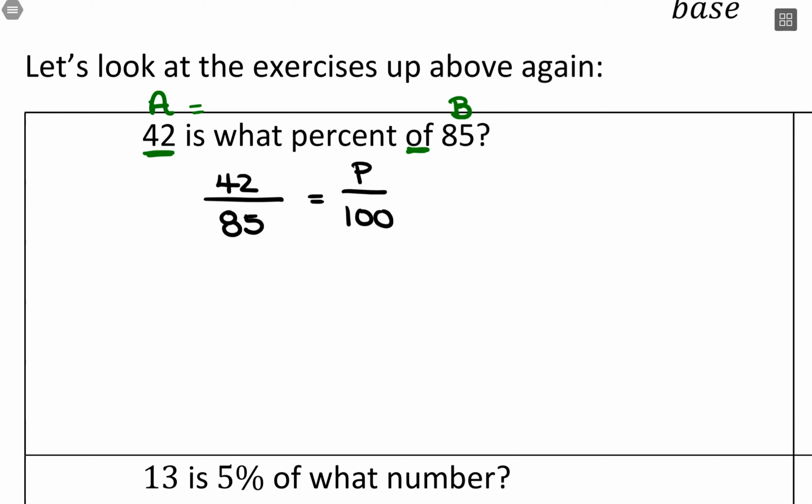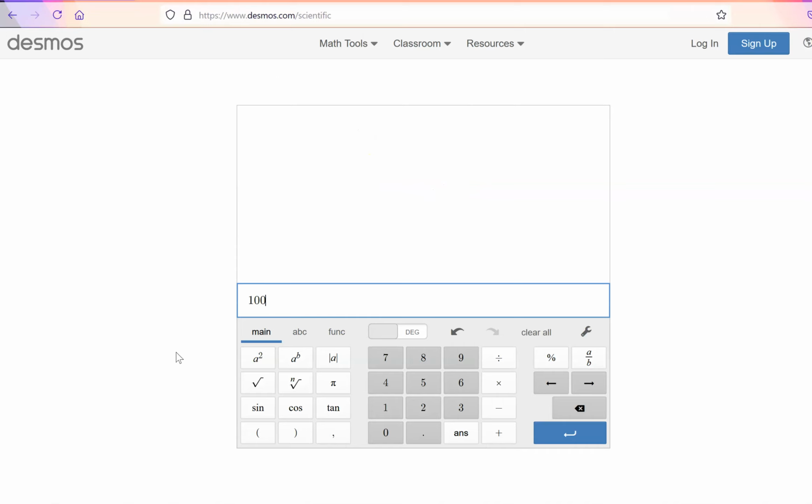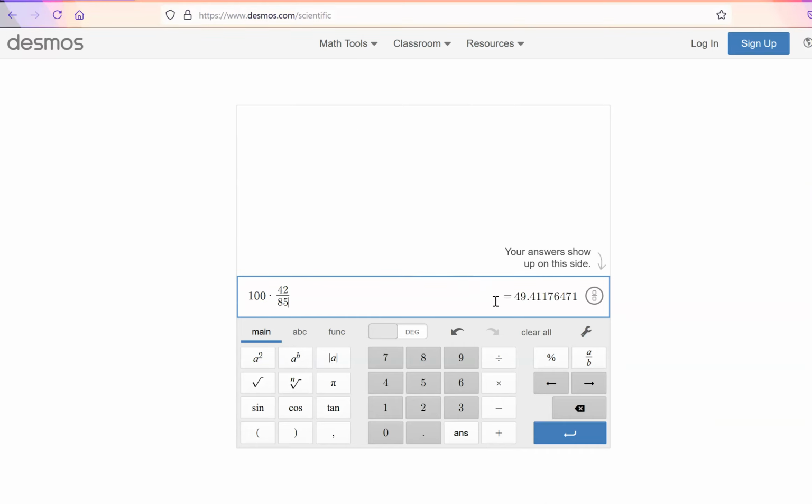We could use cross multiplication here, but really it's a little more direct since our unknown is in the numerator. I want to solve for p, but it's being divided by 100, so all I need to do is multiply both sides by 100. So we're going to take 100 times 42 over 85, and that'll give us our value for p. You can use a calculator to help out with this. So 100 times 42 out of 85, and there's our 49.41.